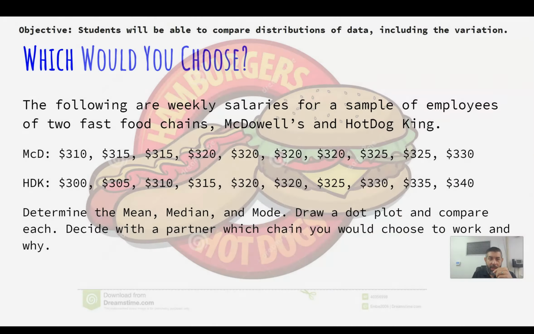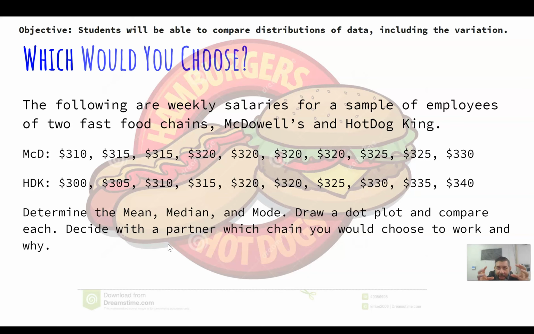So suppose I have two places, McDowell's, from Coming to America, if you remember that, and Hot Dog King. I don't want to use anybody's trademark. I think I made that one up. I don't know if there's a Hot Dog King out there, but if there is, I'd like to know where. I like hot dogs. Okay, so let's suppose I have these two places, and a sample of their weekly salaries for their employees are here.